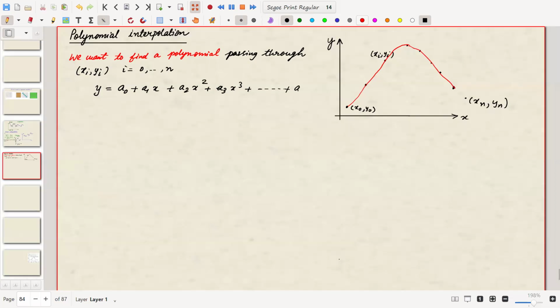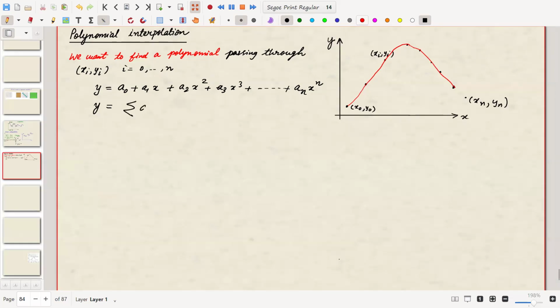Fine. And then how far can we go? You will see that you can actually go till n, 0 to n. So how can you write this in a closed form notation? You don't have to write such a big thing. Yes, summation. Maybe let us keep it j, because I want to use i for some good use. Aj x power j, and j is going from 0 to n. Agreed? So this is your interpolating polynomial.